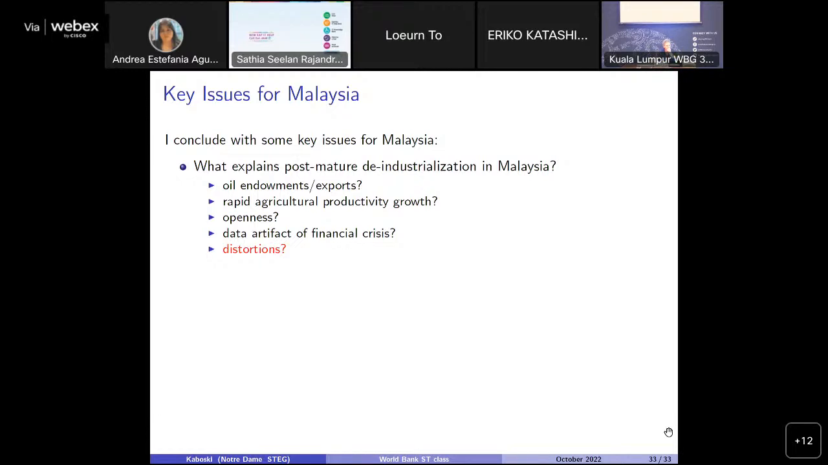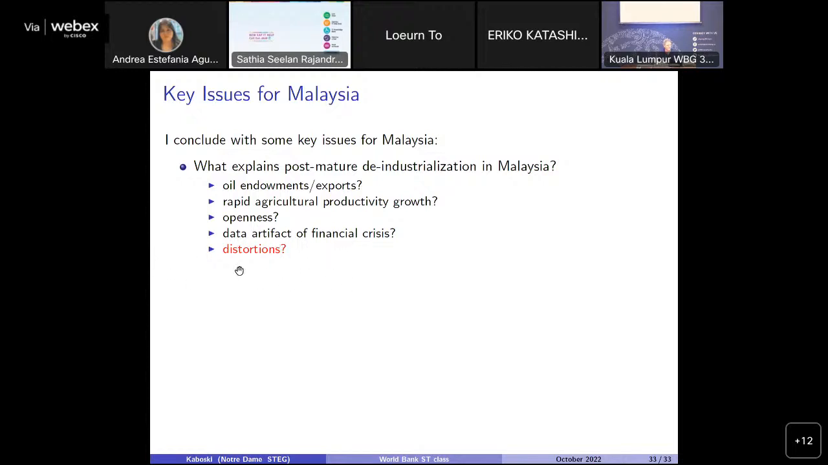So I think there's this question, and some of these things have come up. Is it oil endowments and the oil exports that cause this industrial sector being larger? Is it rapid agricultural productivity growth? Remember, slow productivity growth could cause premature deindustrialization. I showed you that a lot of people moved out of agriculture, so maybe it's rapid agricultural productivity growth. Is it related to openness? Somebody yesterday mentioned the Asian financial crisis. Is it related to that?